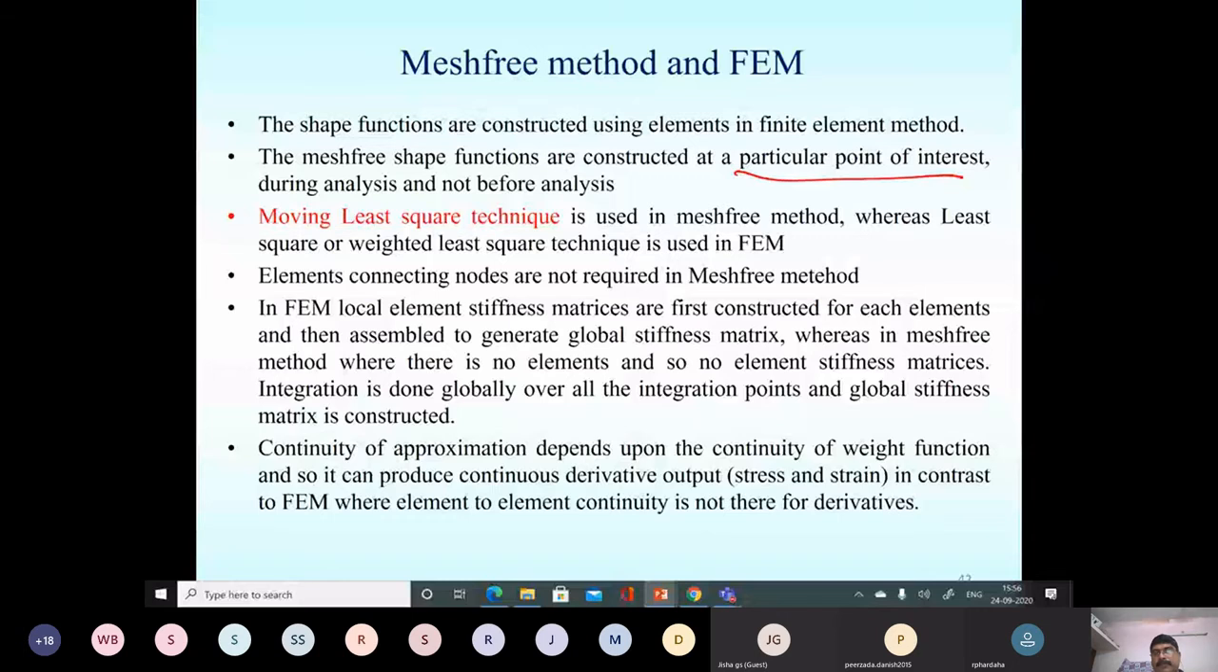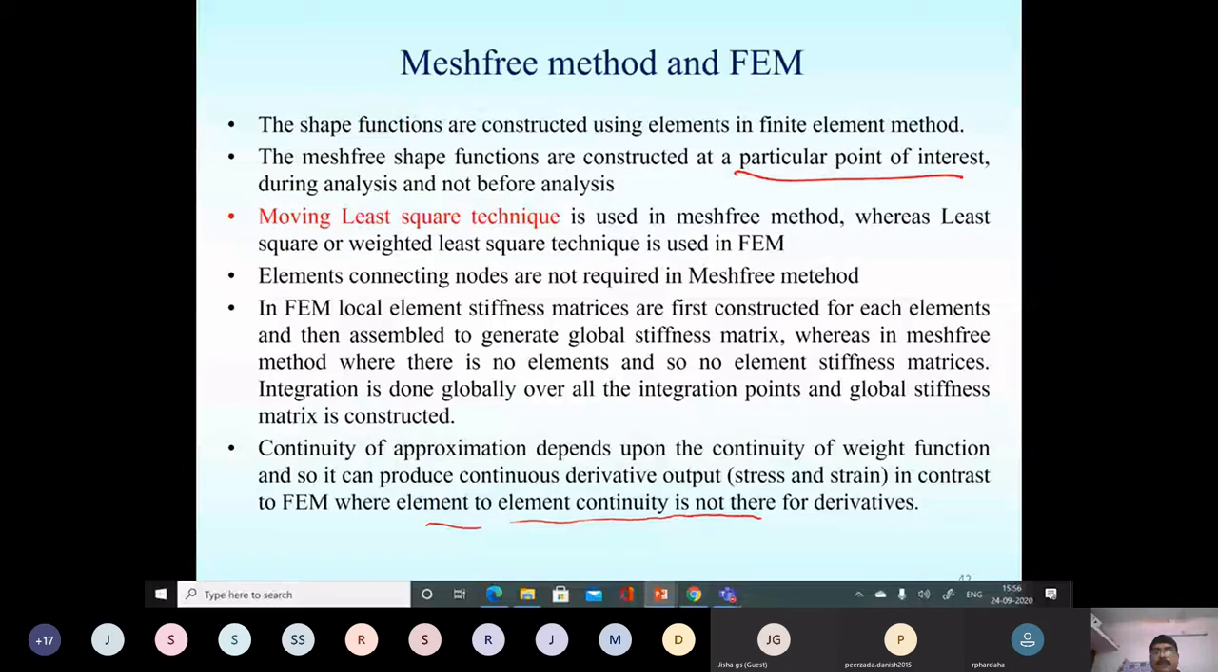Continuity of the approximation depends upon the continuity of the weight function, and so it can produce continuous derivative output in meshless. In contrast to FEM, where element to element continuity is not there for derivatives. So your displacement is continuous, but if derivatives are not continuous, you will have a strain jump between the elements in FEM. Okay, you have to do some other technique to come out of that.